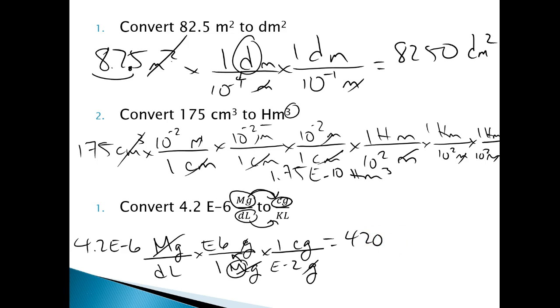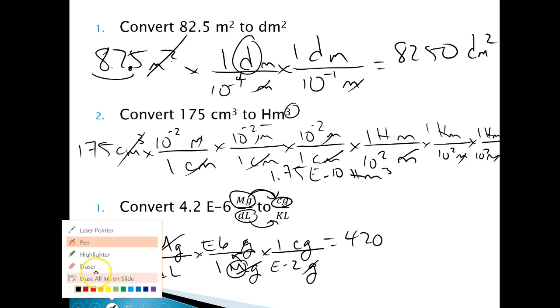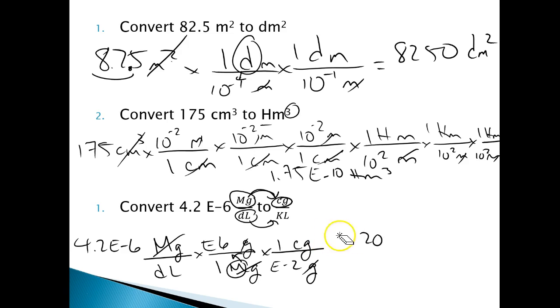Oops, sorry, I'm not going to do that. I thought I was done. I'm not done. If I was to stop right now, I would have centigrams over deciliters, and that's not what I want. So what I want to do is keep that, but I want to get rid of this deciliter. So I'm going to put deciliter on top. In order to cancel out, they have to be on opposite sides.